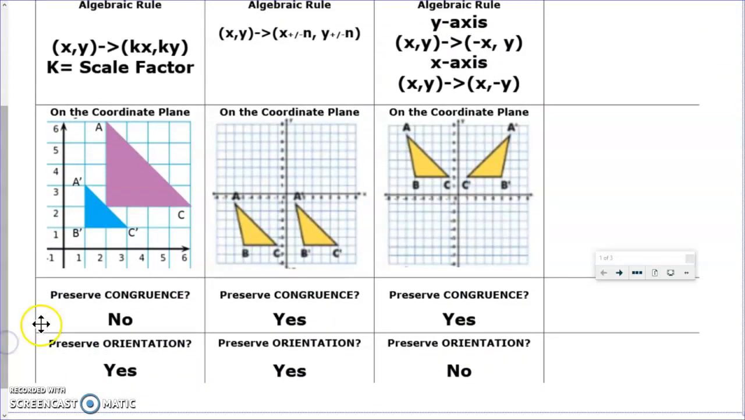With dilations, they do not preserve congruence. Remember, congruence is same shape, same size. And then they do preserve orientation.